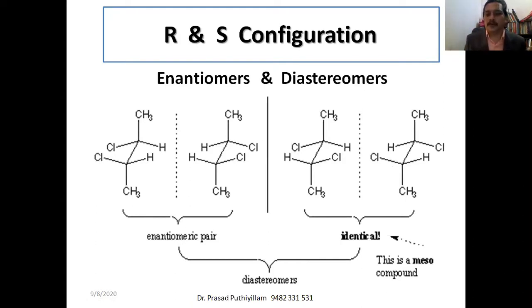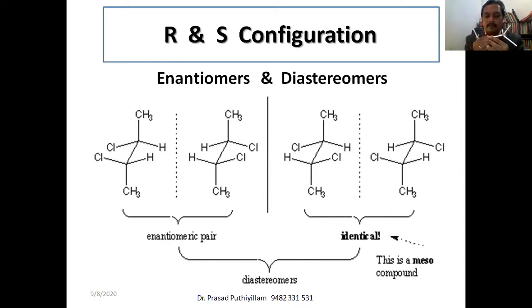These two are not different; they are identical. We can say that this is a meso compound. It will not rotate plane polarized light because it has a plane of symmetry in the molecular structure. Whereas these two structures are enantiomeric pairs, and any one of these structures with the structure on the right side are diastereomers.